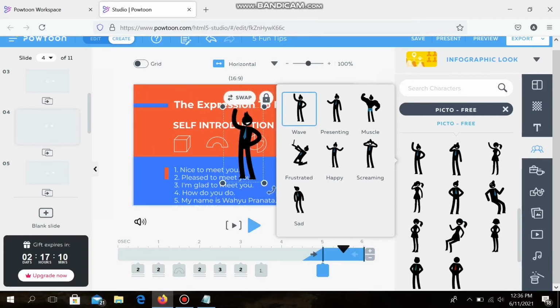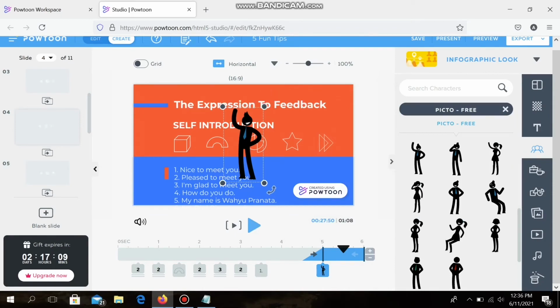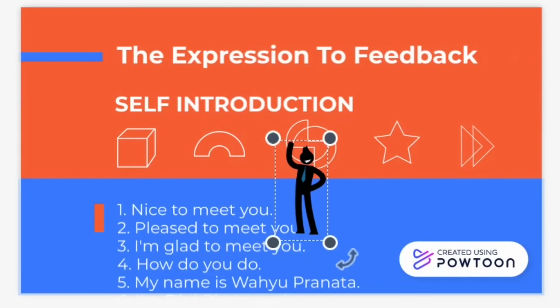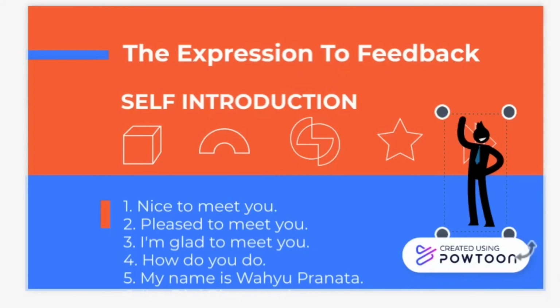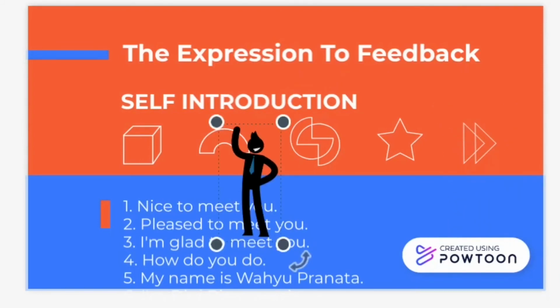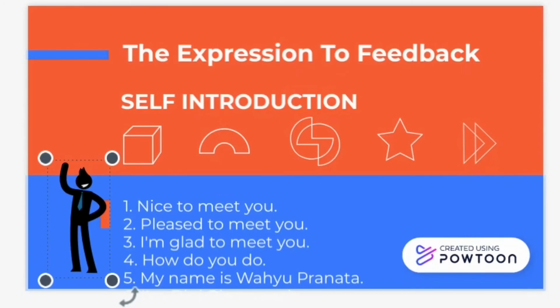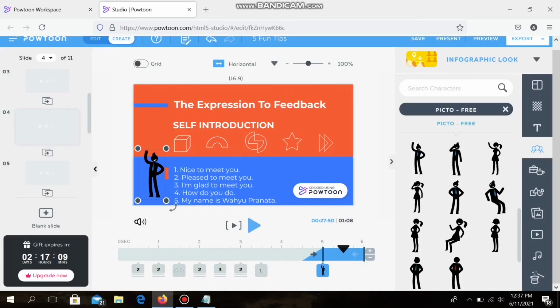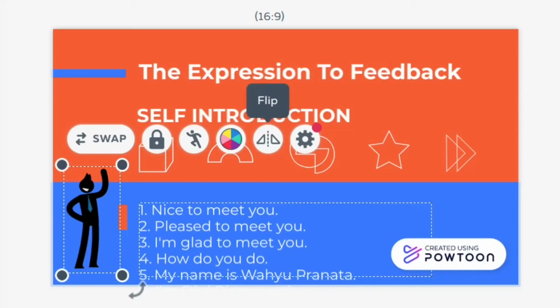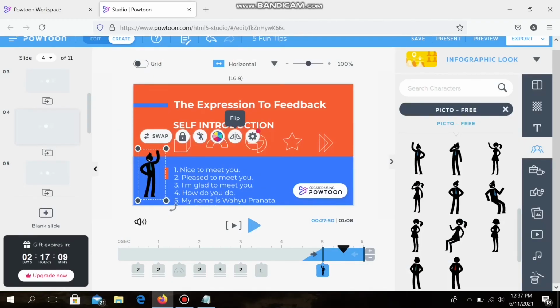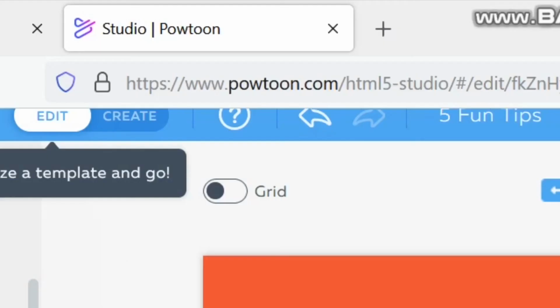To increase or decrease the character size, drag the cursor on the corner point. Then, hold the cursor on the character and drag to move the character position. Then, release it in the desired position. To change the direction of the character, click on the character and select the flip sign. When finished, return to edit mode. Click the edit button.